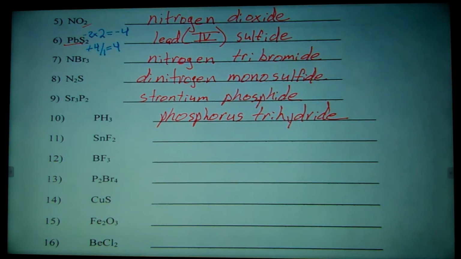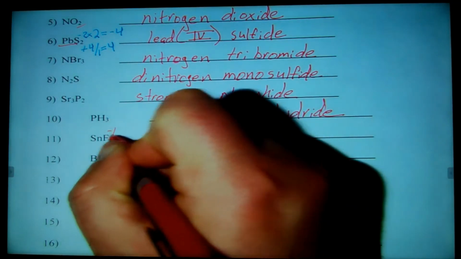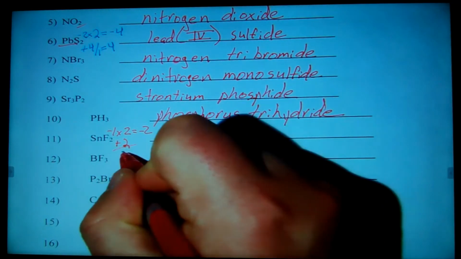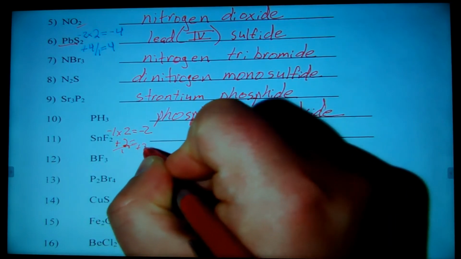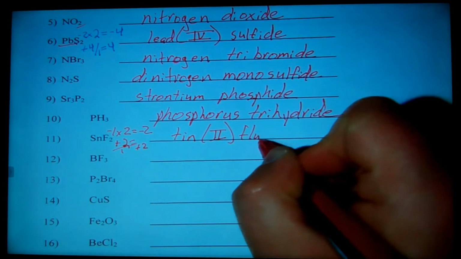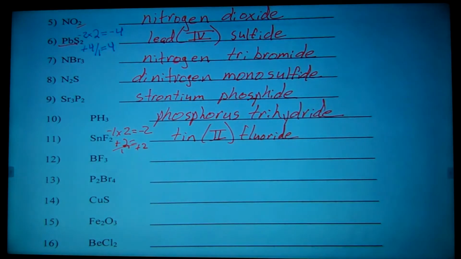Number 11, Sn is tin. Tin is a metal. F, fluorine, is a non-metal, so ionic bond. Based off of that, tin will follow the d-block rules, so we have to show a Roman numeral and get the charge. Charge on the fluoride is -1, and there are 2 of them, giving me -2, which means the overall charge of the cations must be +2. Divide that by however many there are, only 1, so that gives me +2. So tin(II) fluoride. First question, stop me.